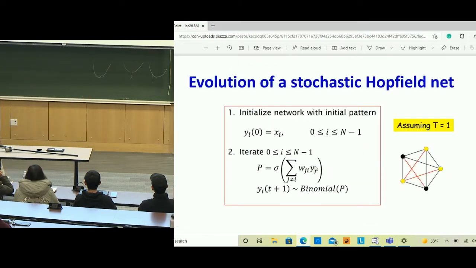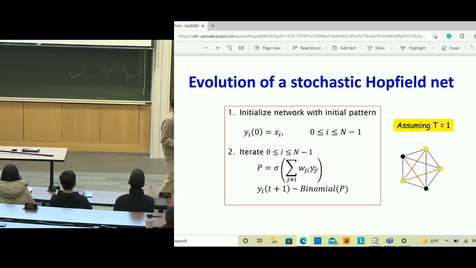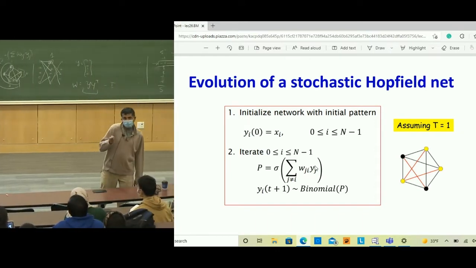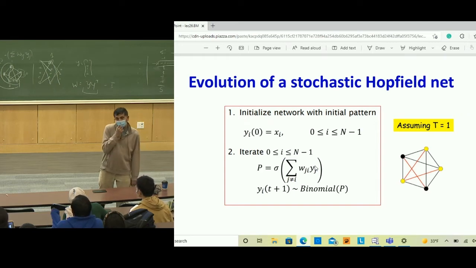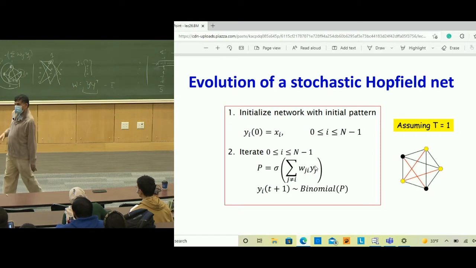So here's the evaluation of a stochastic Hopfield network. You initialize the network with some initial pattern, then you go through all of the neurons in each iteration, and in each iteration you're going to compute the field at each neuron. You apply a logistic function on the field that gives you a probability. You flip a coin according to that probability. If it comes up 1, you choose a 1. If it comes up 0, you choose a 0. Then keep repeating the process.